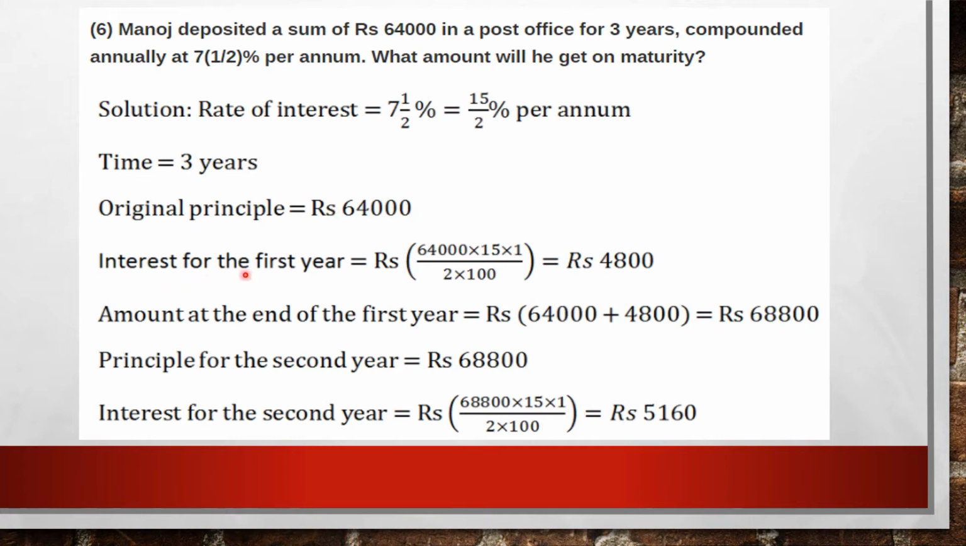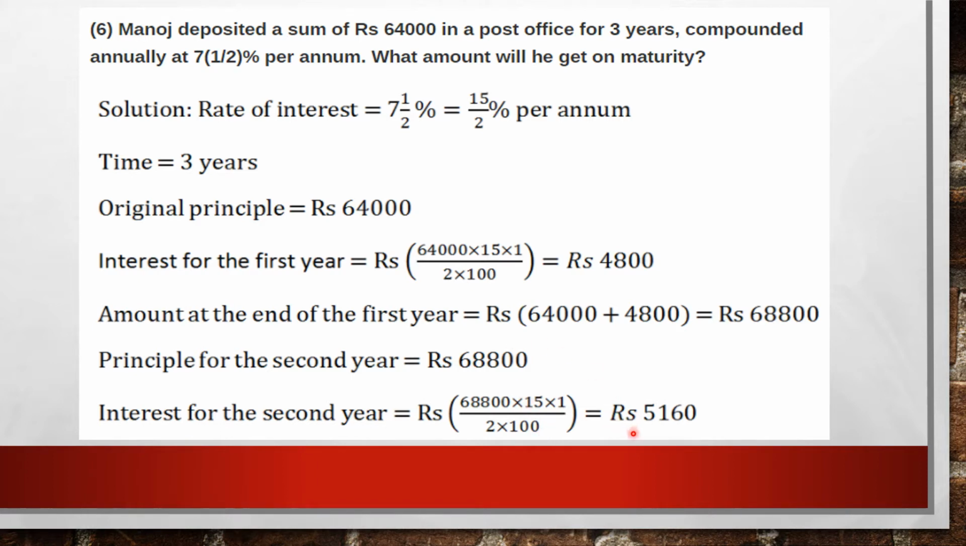So the first year, the interest is P into N into R by 100. That is, the principal amount, number of years, and the rate of interest divided by 100. We get 4,800. The amount at the end of the first year, the principal amount along with the interest, we get 68,800. So this becomes the principal for the second year. So what is the interest for the second year? P into N into R by 100.